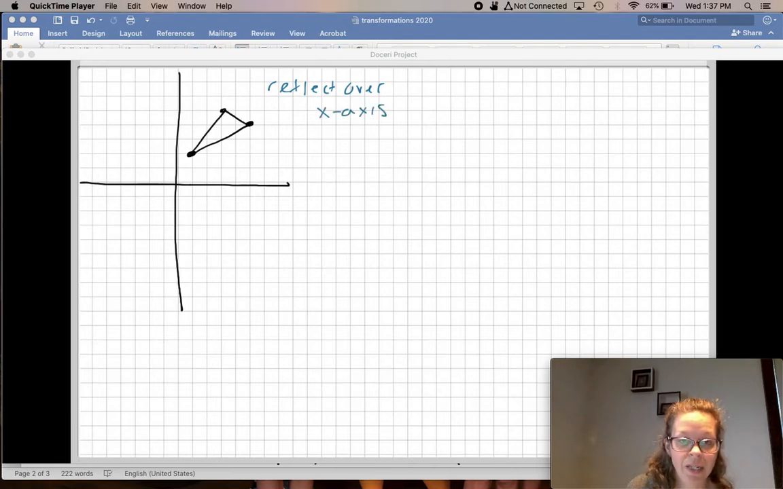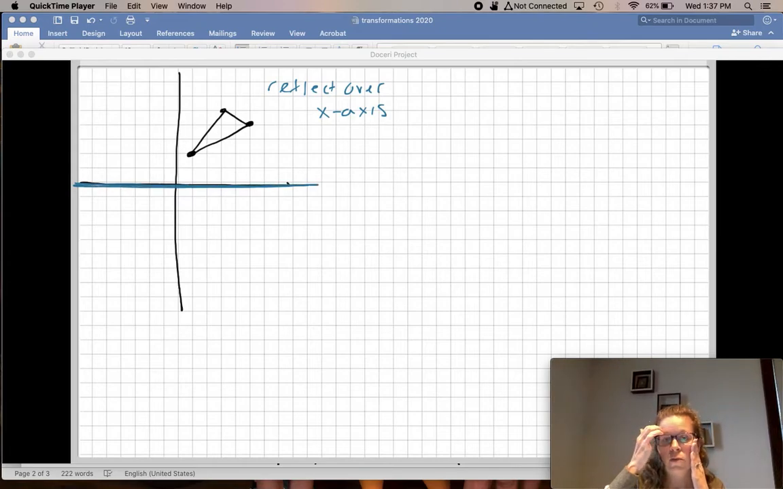I want to reflect this over my x-axis. Look at my x-axis here. All right, that's the line that I am going to flip this shape over. We can think about a visual idea of reflecting as kind of like butterfly wings. Like if I fold this closed like a book, then I should have a perfect matching butterfly wing down on the bottom of this when I fold over that x-axis.